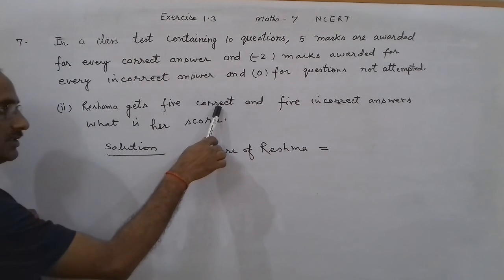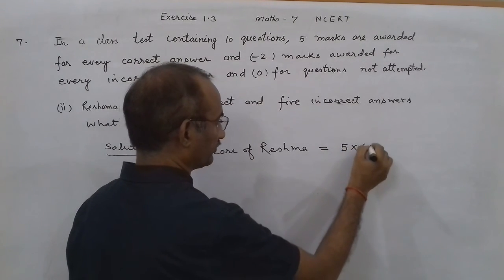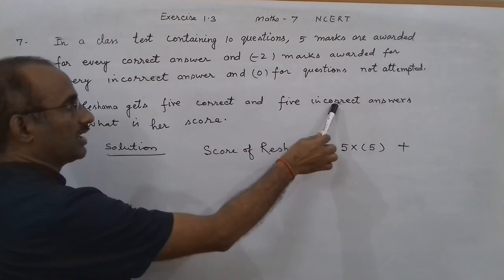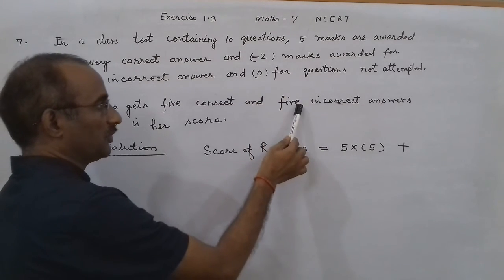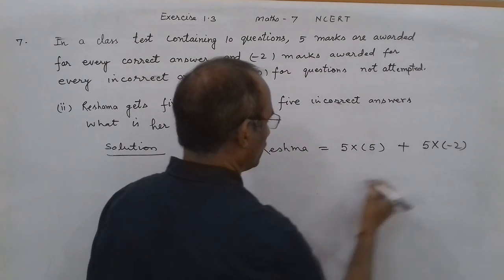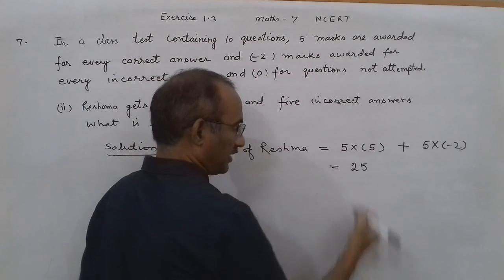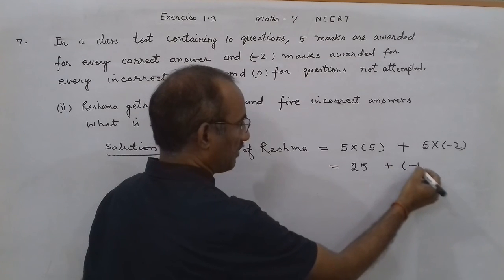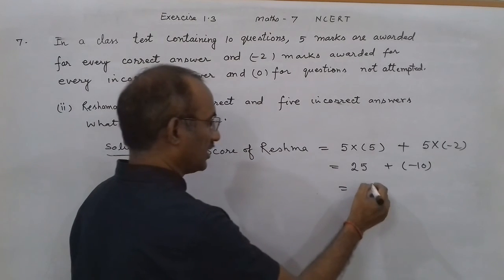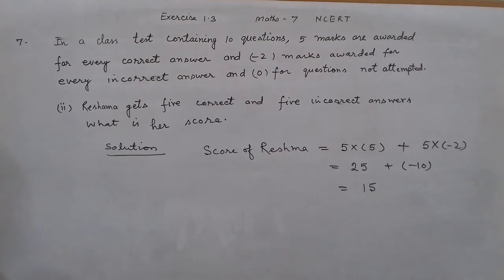Resma gets 5 correct answers. So 5 is multiplied with 5, and 5 incorrect answers. So -2 marks are awarded for each incorrect answer. So 5 is multiplied with -2. The products here are 25 and -10. On subtracting 10 from 25 we get 15. So the score of Resma is 15 marks.